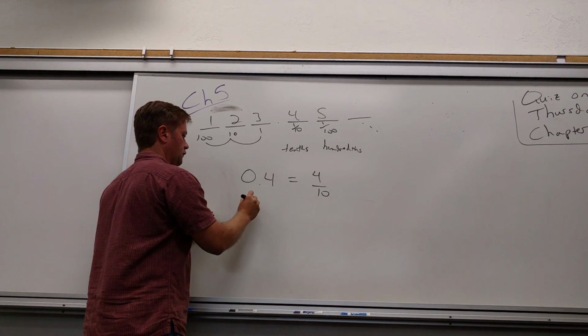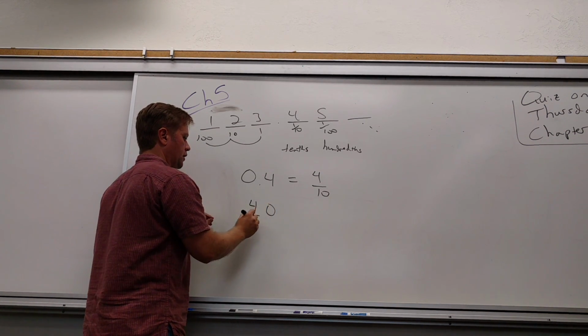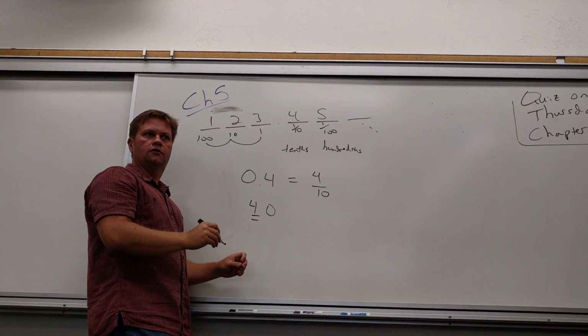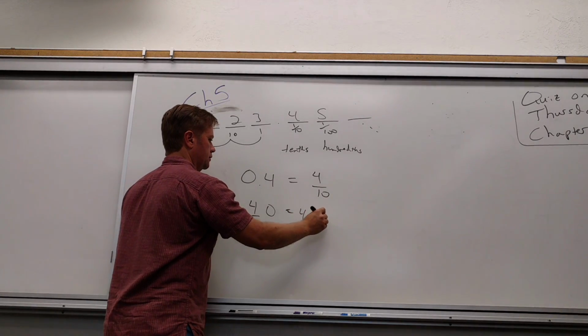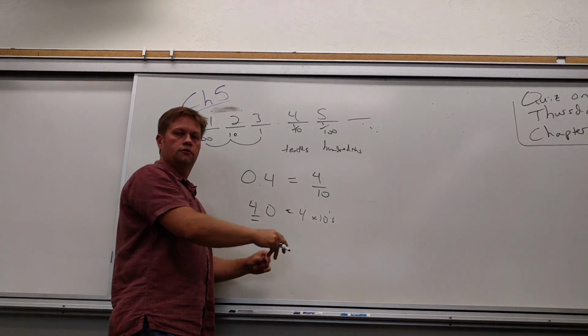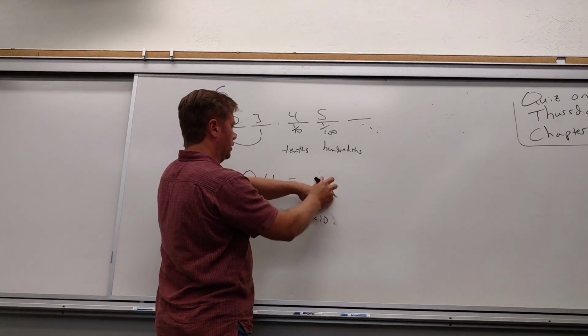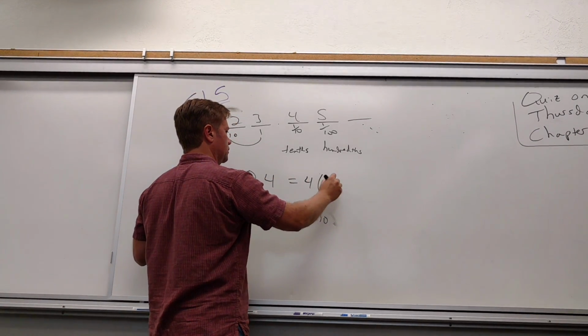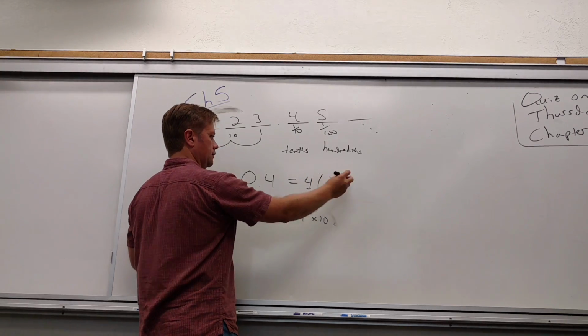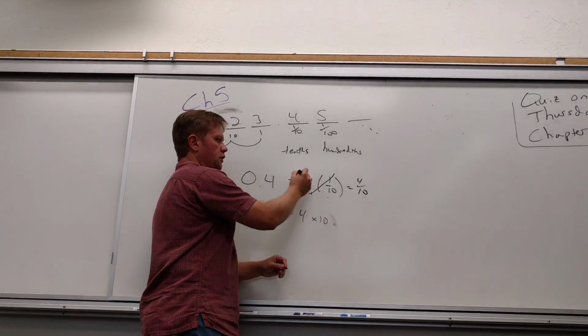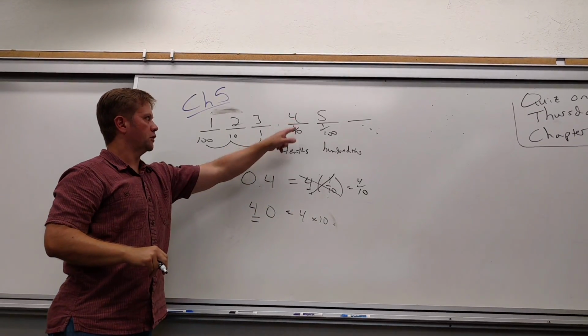Let me go back a step. So if I saw 4 sitting here, what does that 4 mean? It's 4 whats? 4 tens. Right? 4 times 10. That's 40, right? So this really literally means 4 of these. What's 4 times 1/10? 4/10. So don't even do this step. That would be 4/10.